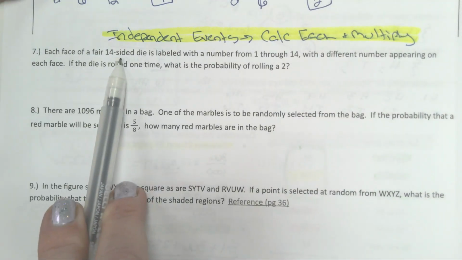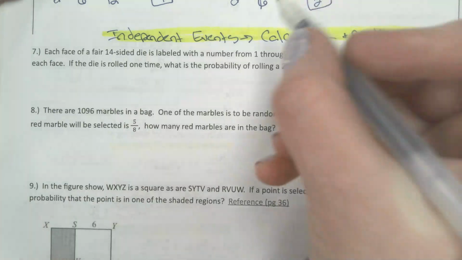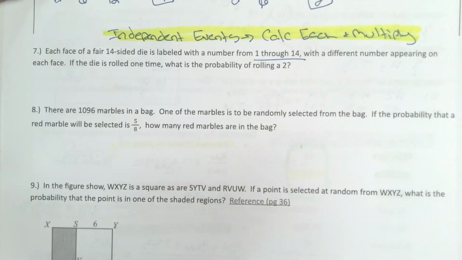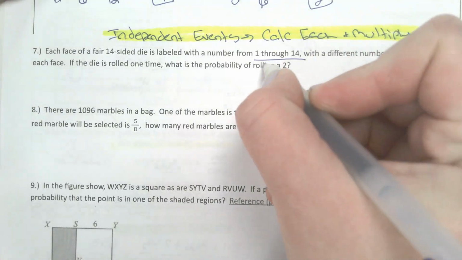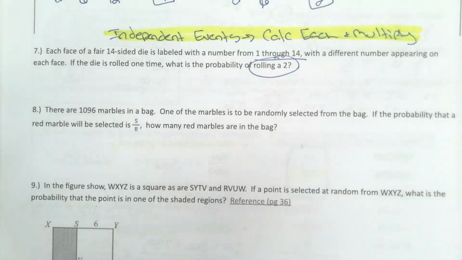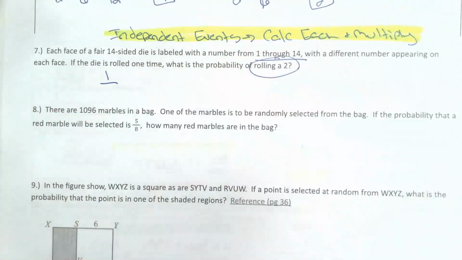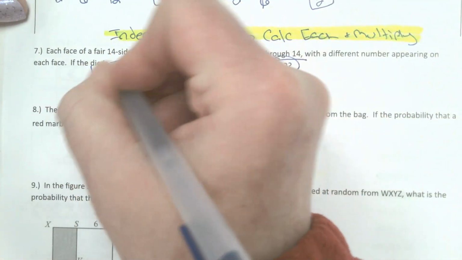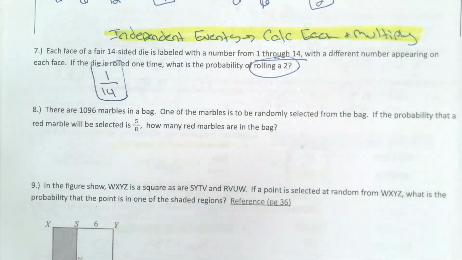I have a fair 14-sided die with numbers 1 to 14 with a different number appearing on each one. If the die is rolled one time, what is the probability that I roll a 2? How many 2s are on the die? 1. What's the denominator? How many possible outcomes? 14. Yep. Sometimes there's no work to do, it's just read it and interpret it.